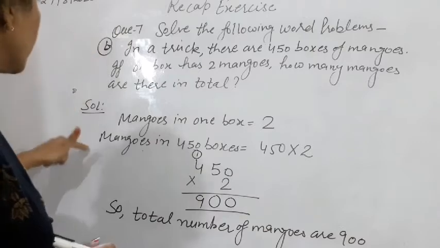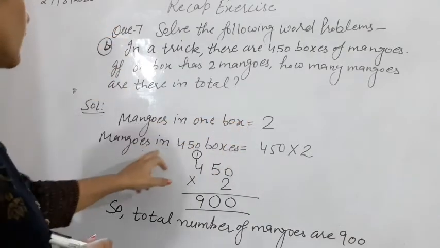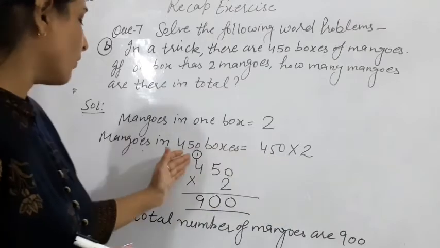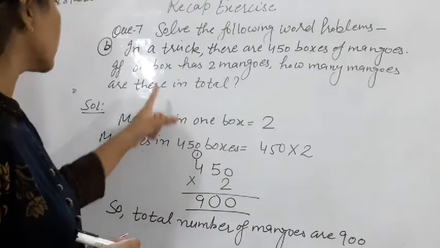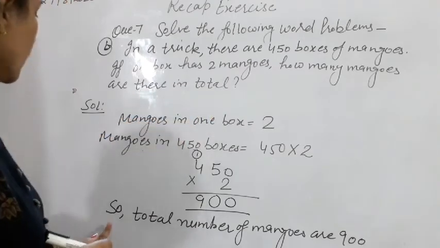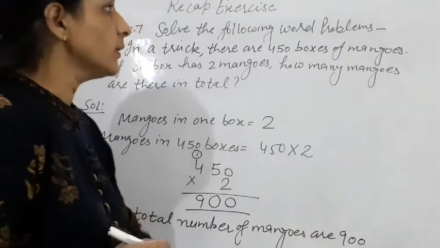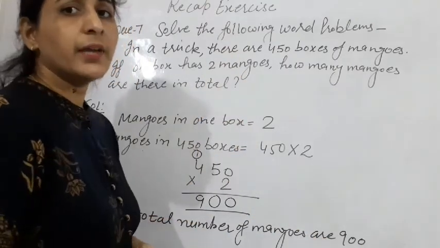So this is the part number B of your question number 7. Mangoes in one box. Mangoes in 450 boxes. We will multiply. After that the question is there, how many mangoes are there in total. So total number of mangoes are 900. Clear? This is all about your recap exercise.